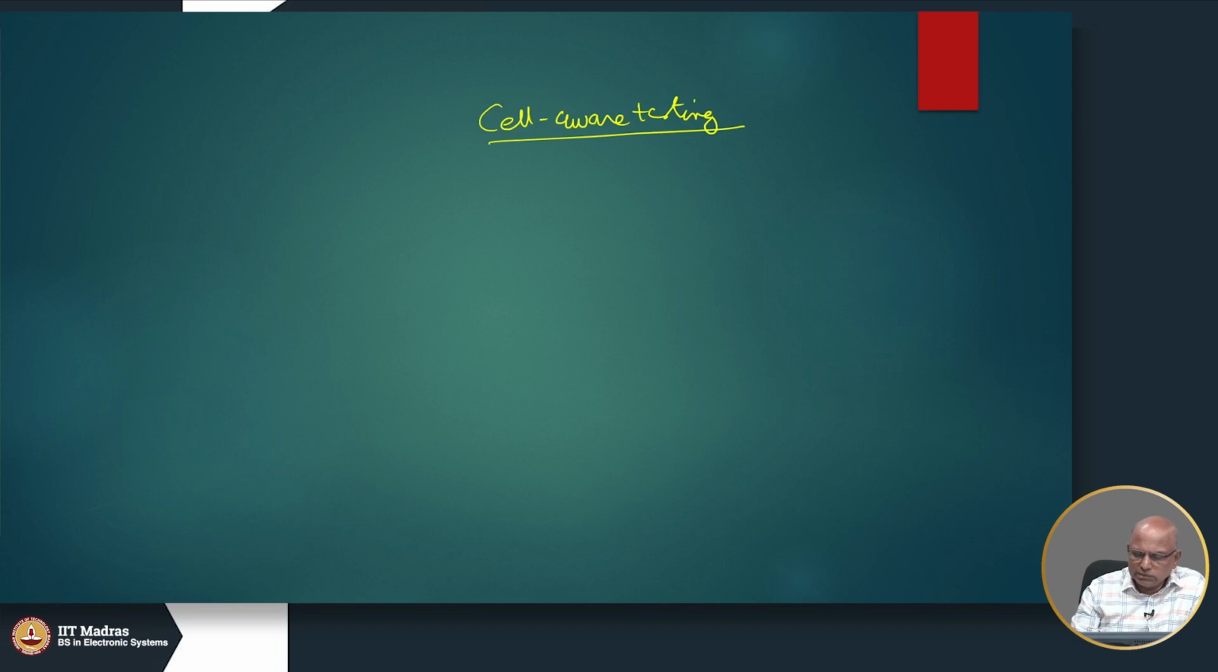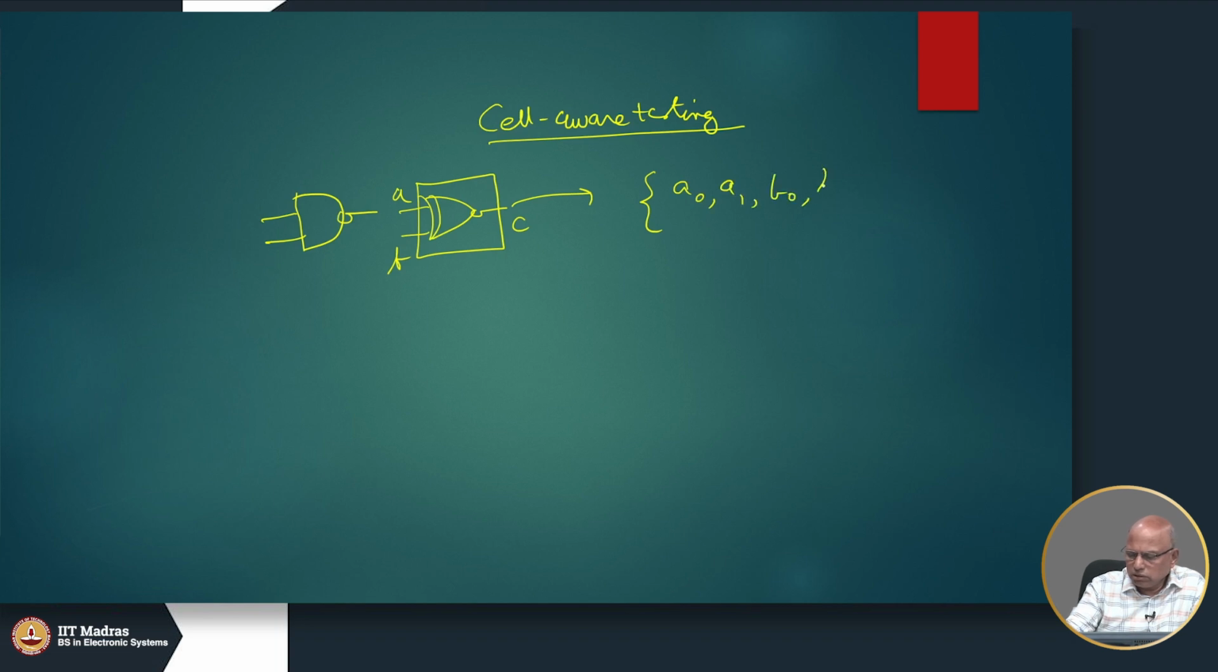See, in a cell aware test, if you give me an AND gate or an XOR gate, or something like that, when we do ATPG, if you give me this XOR gate, let us say I call it A, B and C, ATPG will look at A stuck at 0, A stuck at 1, B stuck at 0, B stuck at 1, C stuck at 0, C stuck at 1. These are the only faults it will consider.